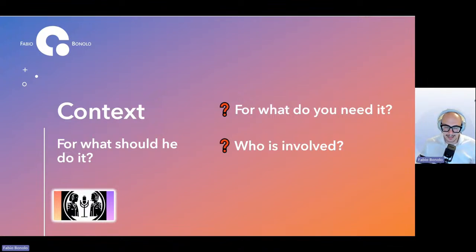Afterwards, I told you that I will give some examples, some prompt examples. And here I will come back to the context in how it looks like in a real prompt.